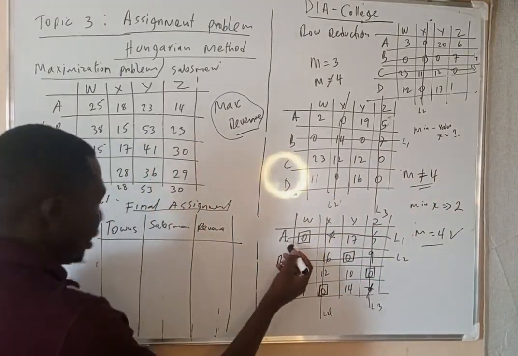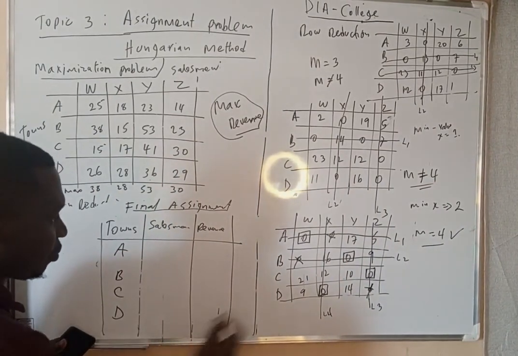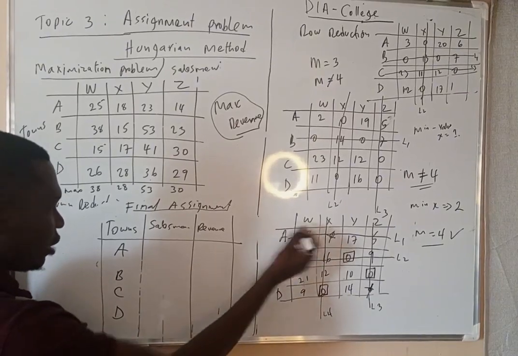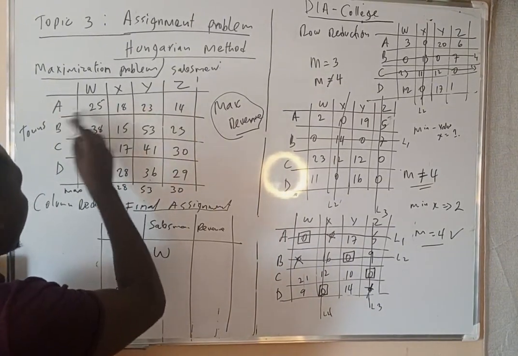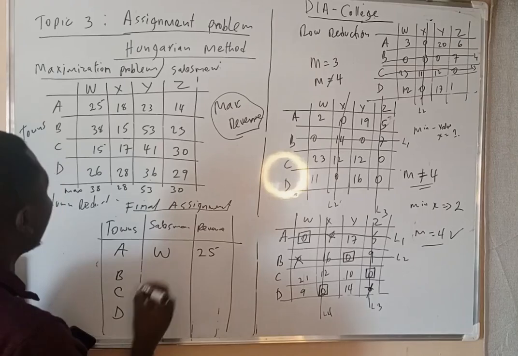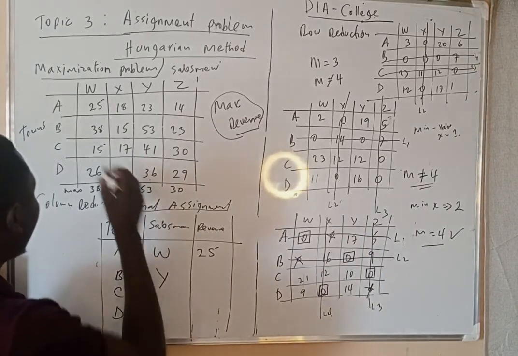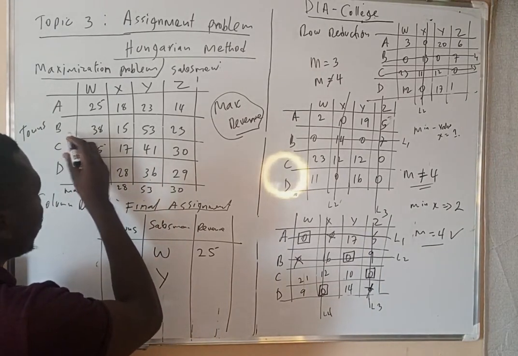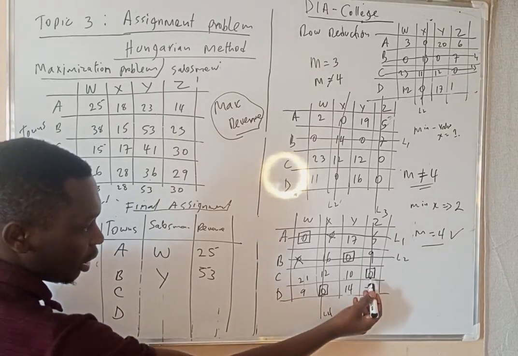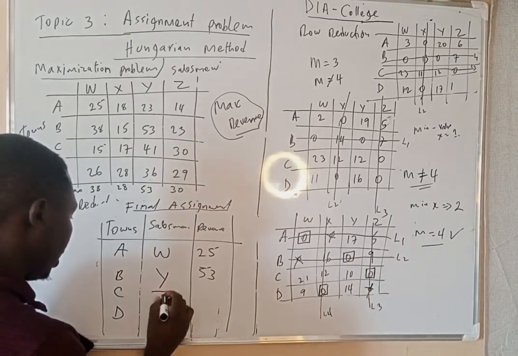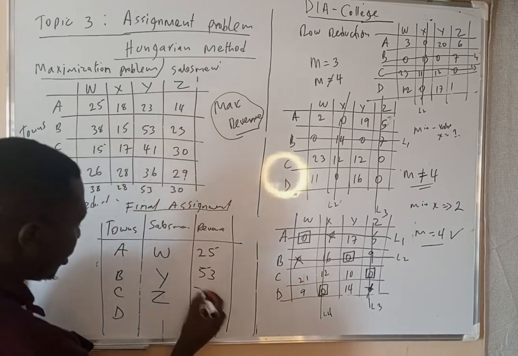So you can see we have towns A, B, C, and town D. In this town, I have allocated A to salesman W. So you can see the initial matrix A to W is giving 25. Now I can see the next one, B, is allocated to Y. So B to Y is 53. So that is $53. I can see C is allocated to Z. So the revenue here, C allocated to Z, is $30.